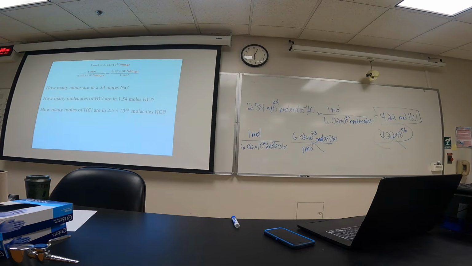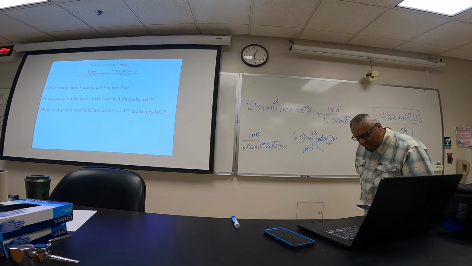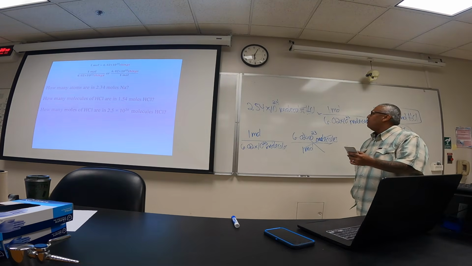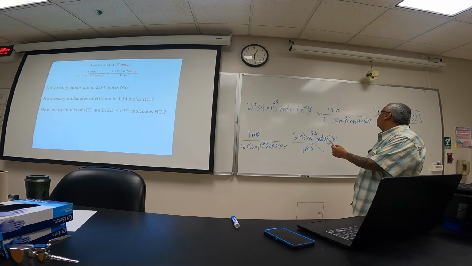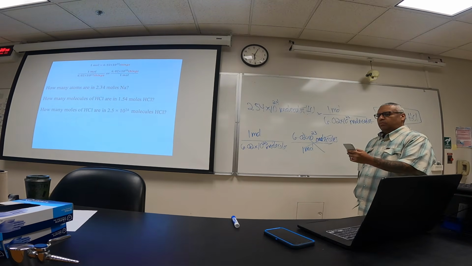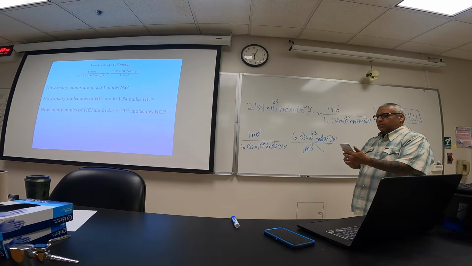Oh, that's 6.03. Let me make one correction. 4.1. Did we get 4.1? 6.02. 2.54 times 10 to the 24 divided by 6.02 times 10 to the 23. Yeah, it's good. Should do it.